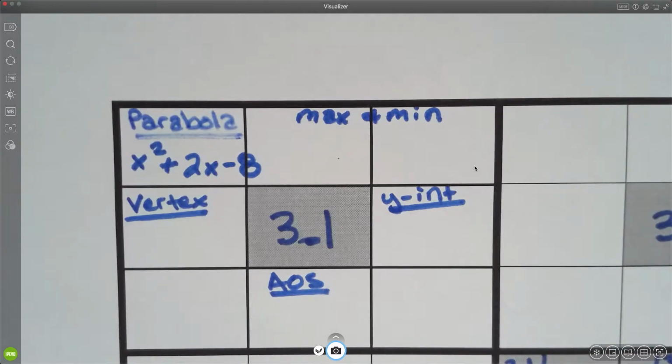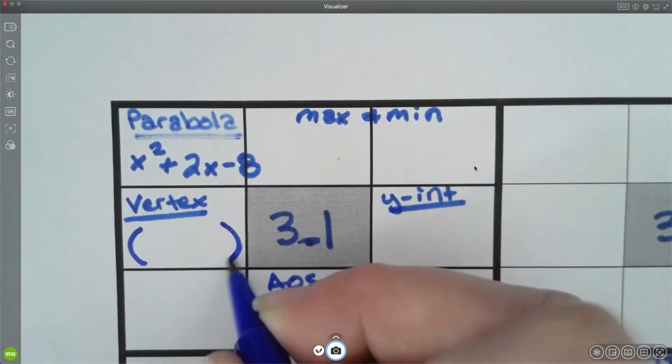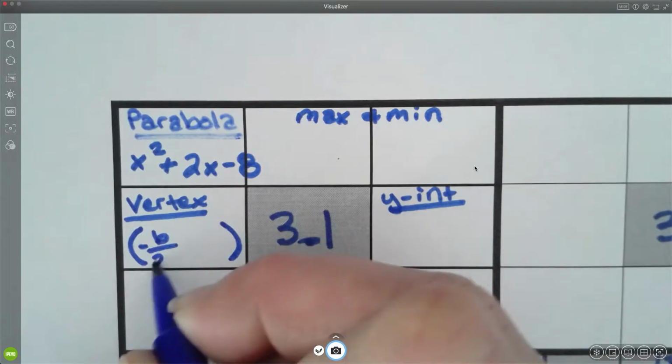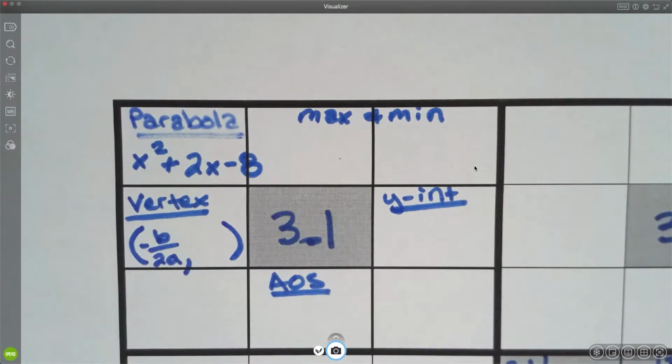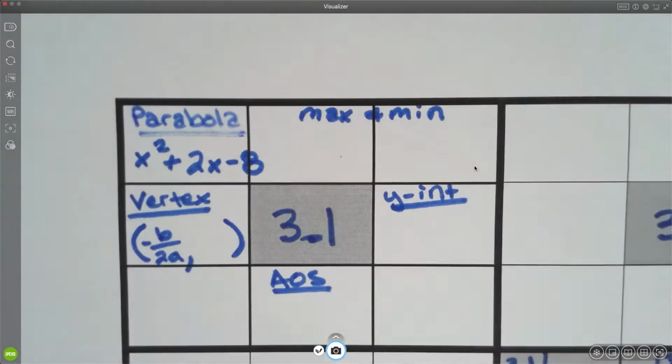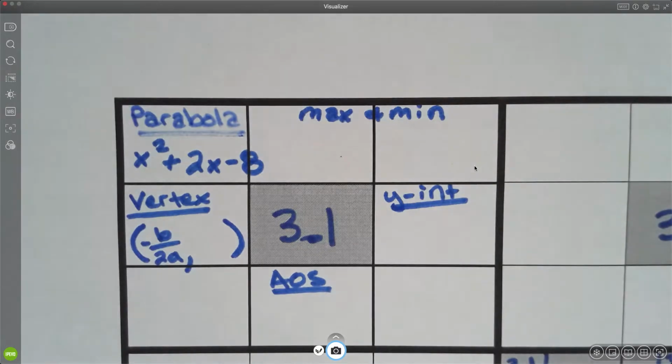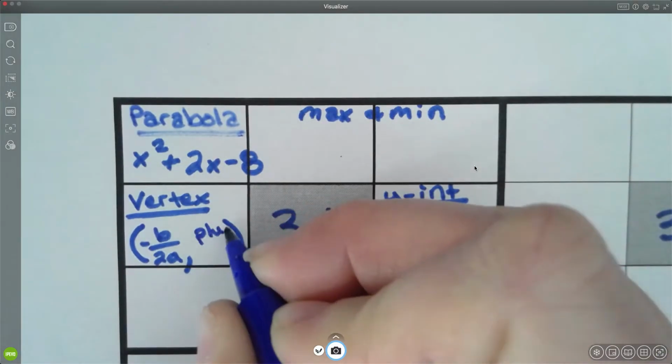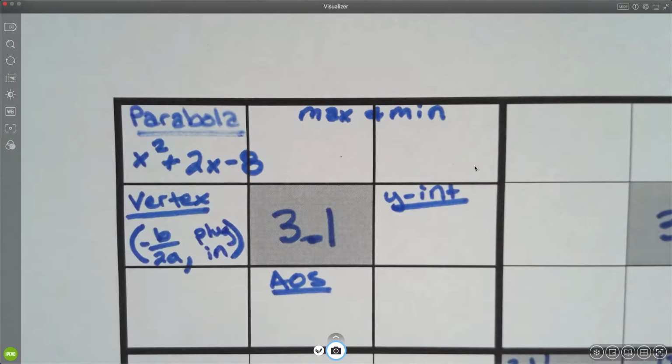Okay, so to find the vertex, let's do that first. What's the equation for finding the vertex? Negative b over 2a. Right, negative b over 2a. Okay, you should have that memorized by now, but if you don't, there it is. And then how do you find the y-coordinate after you found negative b over 2a? It's just minus 8. Nope, that's the y-intercept. Oh, right, plug it back in. This guy you plug in. Okay, so let's do that to this so that you can see how this works.